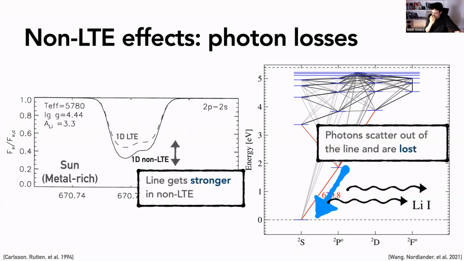And why is that? This is fairly straightforward to understand, I think. You just consider the two levels themselves, and imagine that we are forcing the ratio of the populations to be in LTE, and then you suddenly relax that approximation, and then because the medium is starting to become optically thin, these photons can escape, and then the equilibrium reshifts such that you get a higher population of the lower level. So in other words, the photons just scatter out and are lost completely. And because of that, the line is getting stronger.